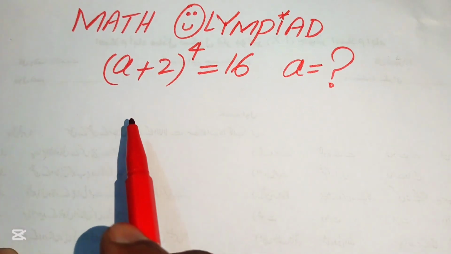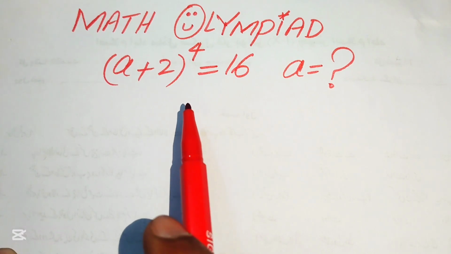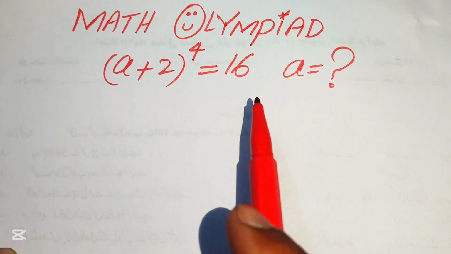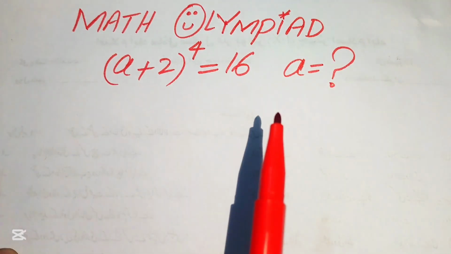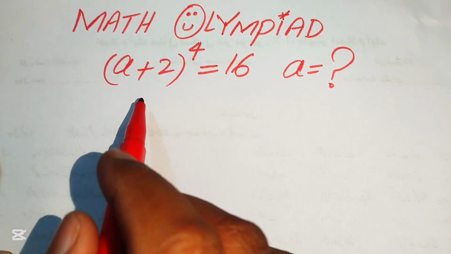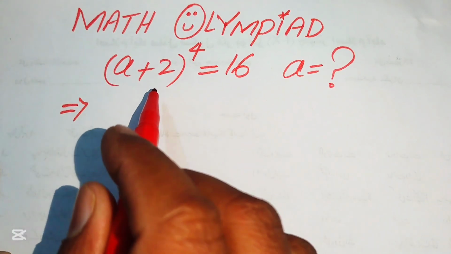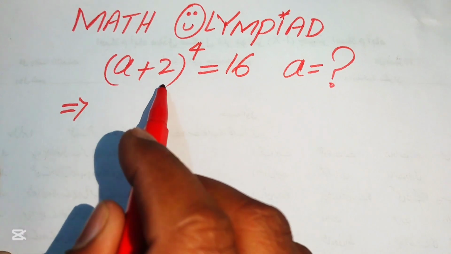So here we have (a + 2) to the power of 4 equals 16, and we solve this problem for the values of a. The very first step we are going to do is to focus on both sides, so first we rewrite our left-hand side, which is (a + 2) to the power of 4.